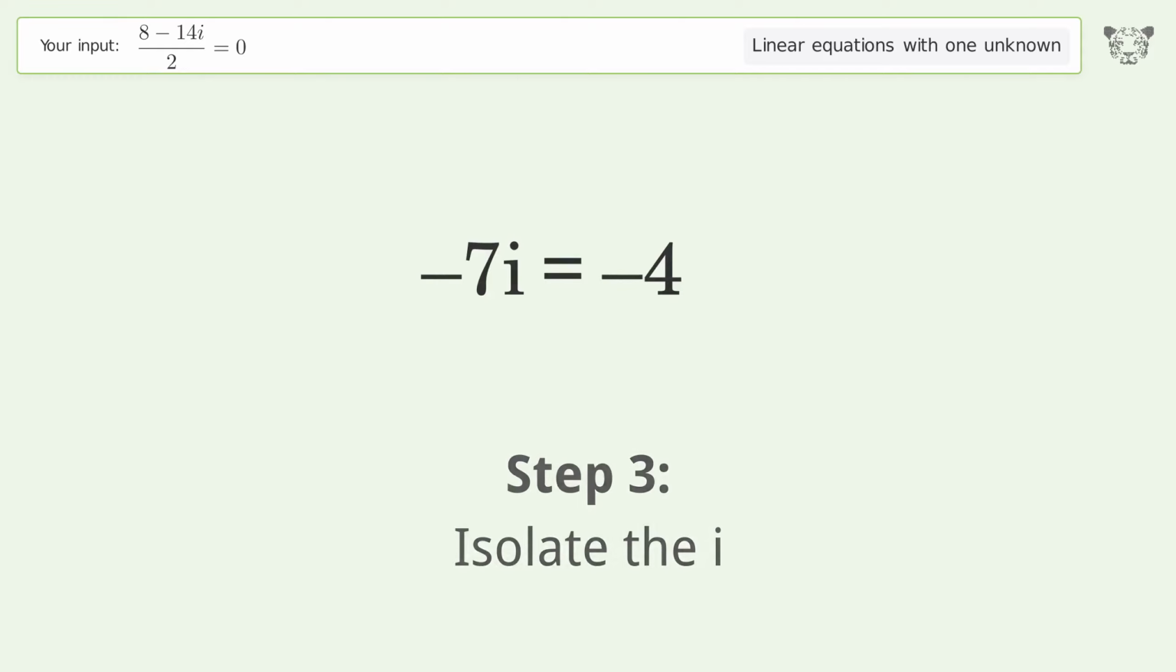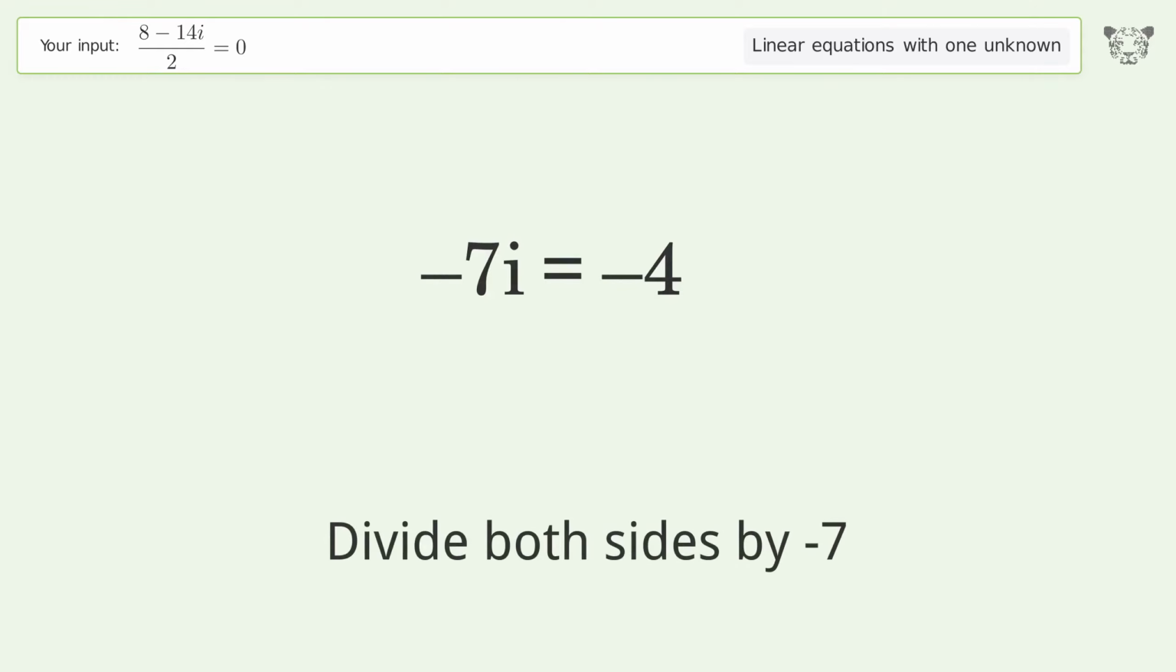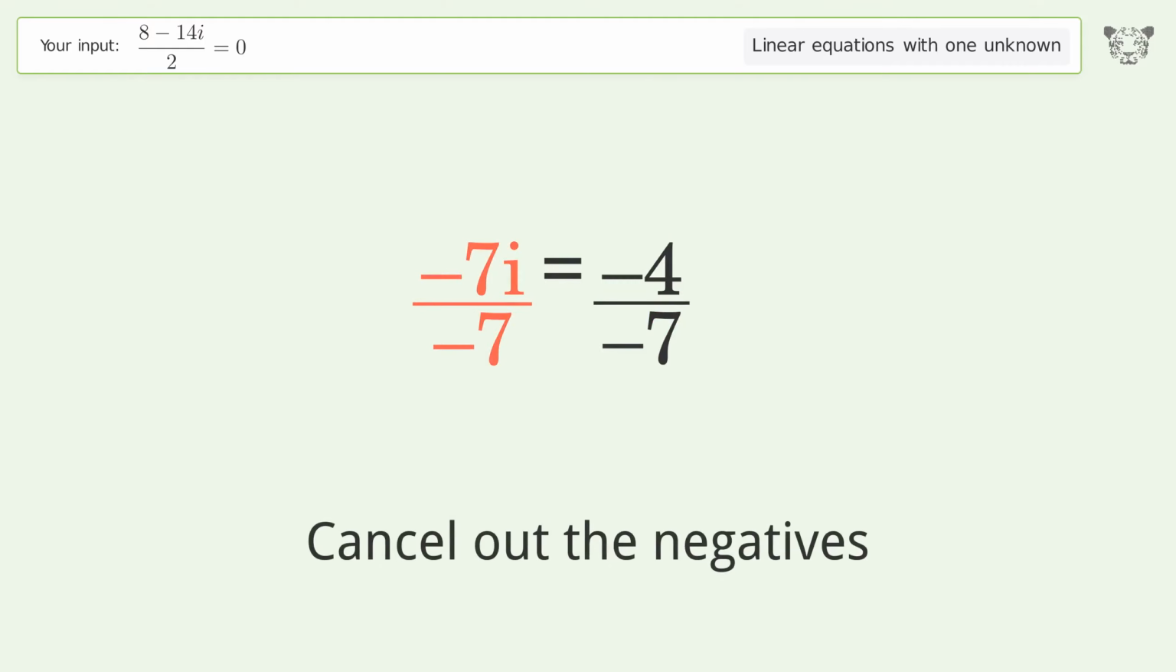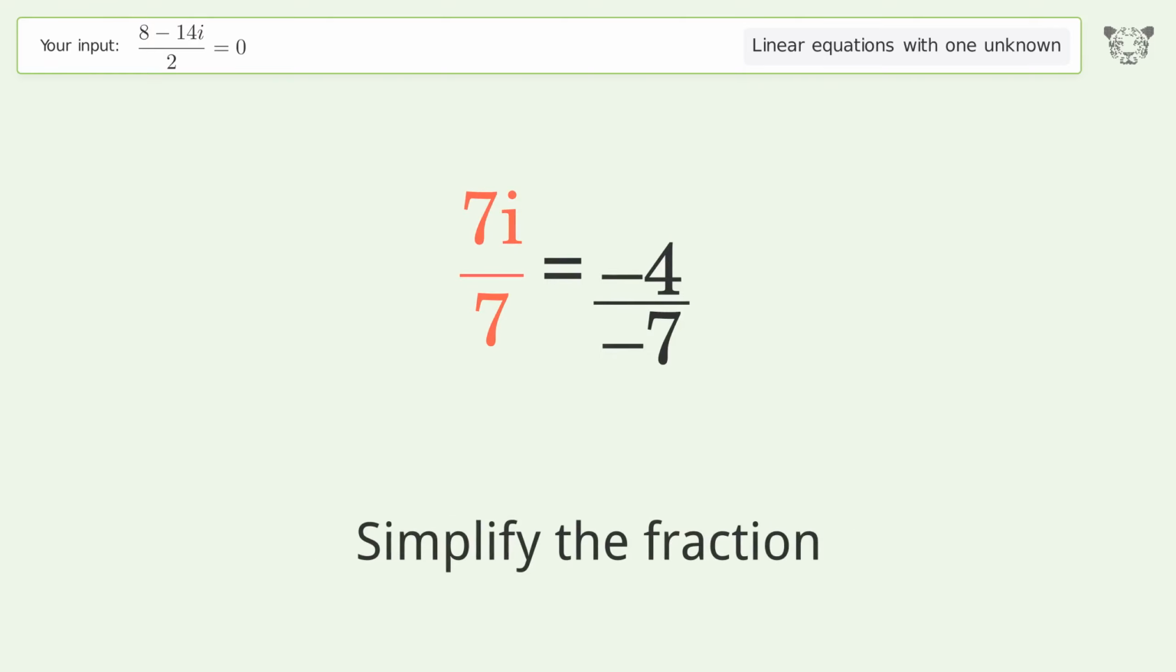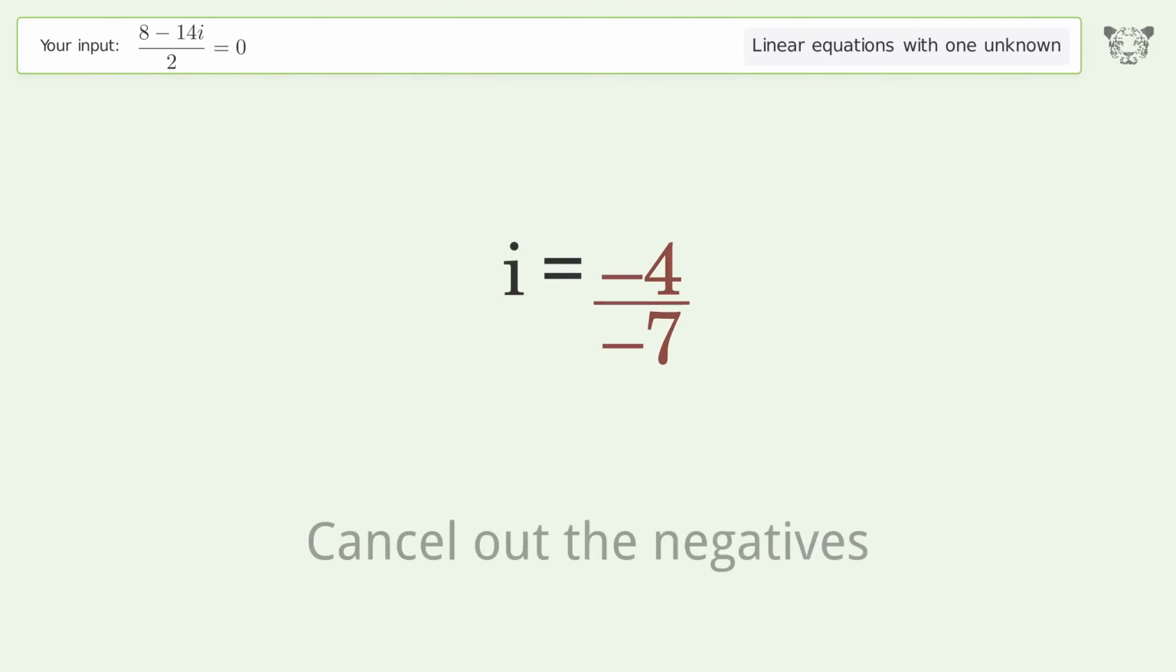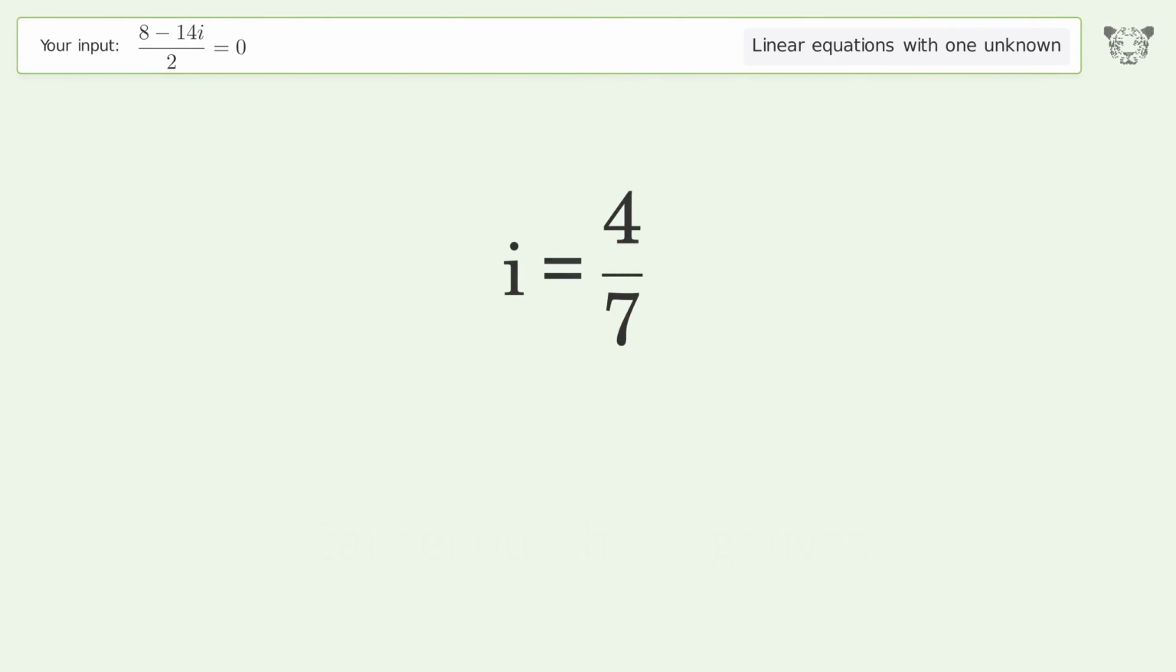Isolate the I. Divide both sides by -7. Cancel out the negatives. Simplify the fraction. Cancel out the negatives. And so the final result is I equals 4/7.